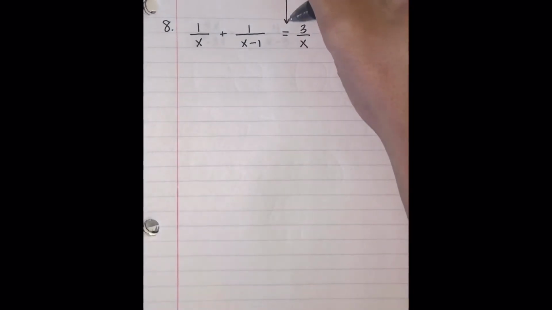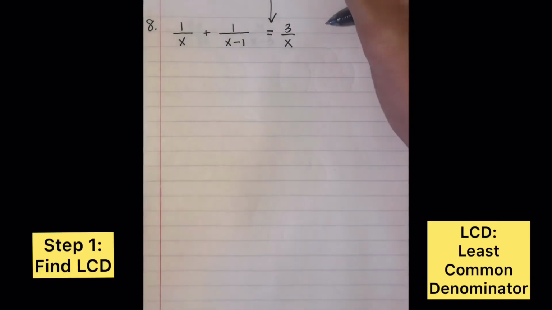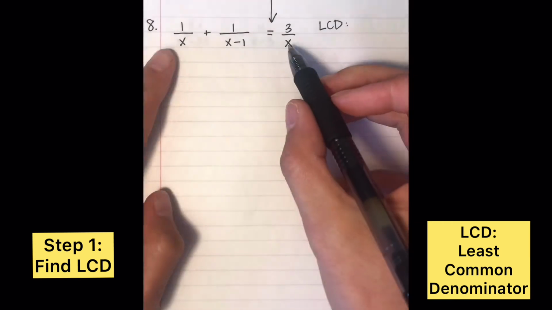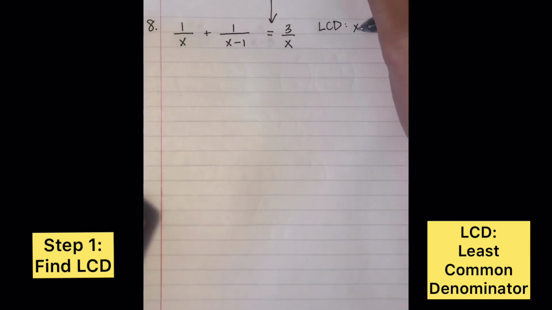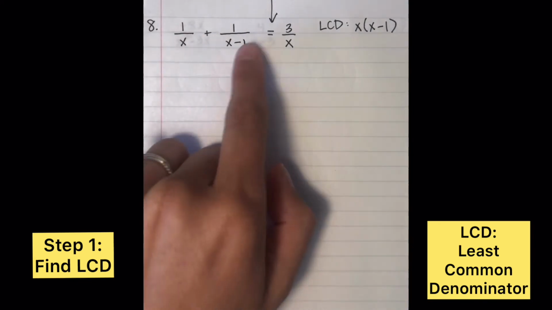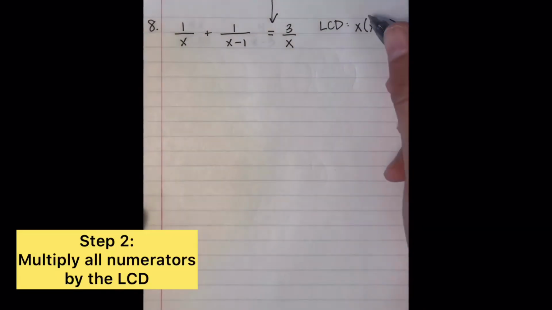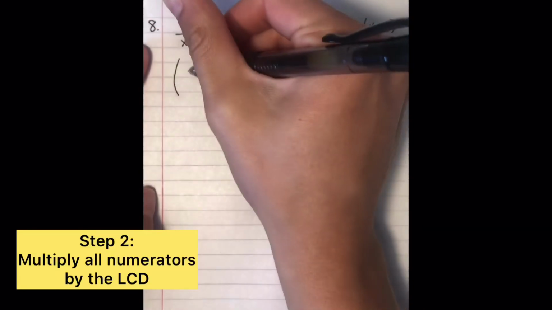Number 8, 1 over x plus 1 over x minus 1 equals 3 over x. This is a solving problem, and I know that because of the equal sign. And so we need to find the least common denominator and then multiply by it. So here we've got x's here, and we've got an x minus 1 here. So to find the least common denominator, you write down all the bottoms, but you don't have to write the repeat. All right, so when we are solving, we're going to take this whole thing.